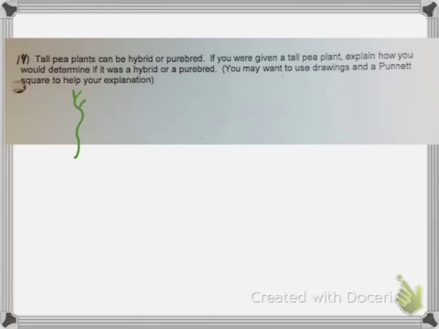Number 14 says that tall pea plants can be hybrid or purebred. And so if you were given a tall pea plant, explain how you could determine if it was a hybrid or a purebred. And then it says you may want to draw a drawing in a Punnett square. So this kind of goes back to Mendel's experiment. Someone gives us a tall pea plant, and we want to know, is it a hybrid pea plant or is it a purebred?